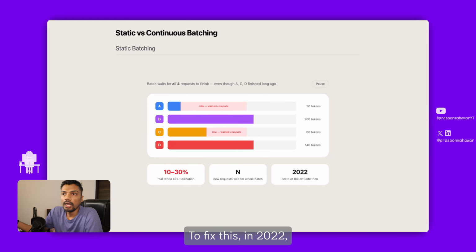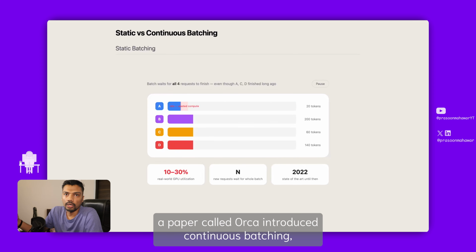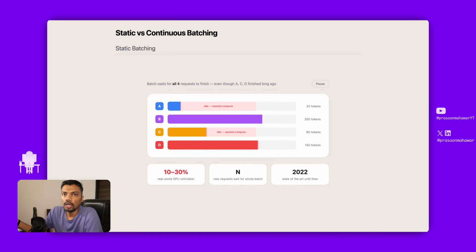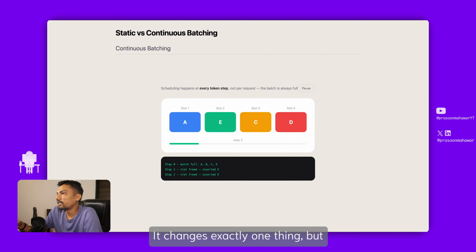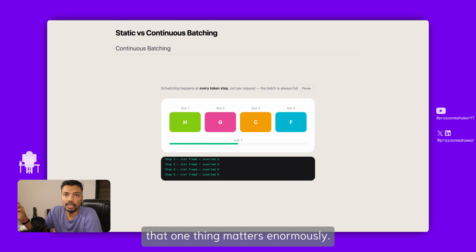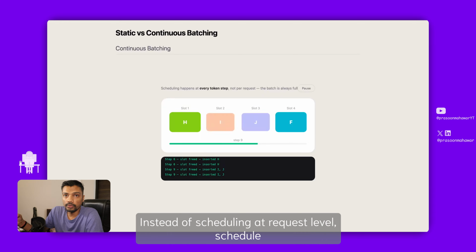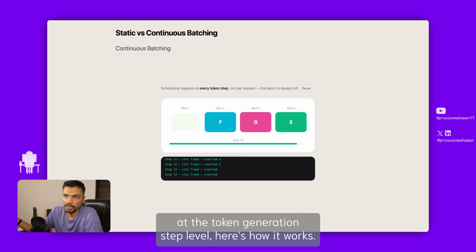To fix this, in 2022, a paper called Orca introduced continuous batching, also known as iteration level scheduling. It changes exactly one thing, but that one thing matters enormously. Instead of scheduling at the request level, schedule at the token generation step level.